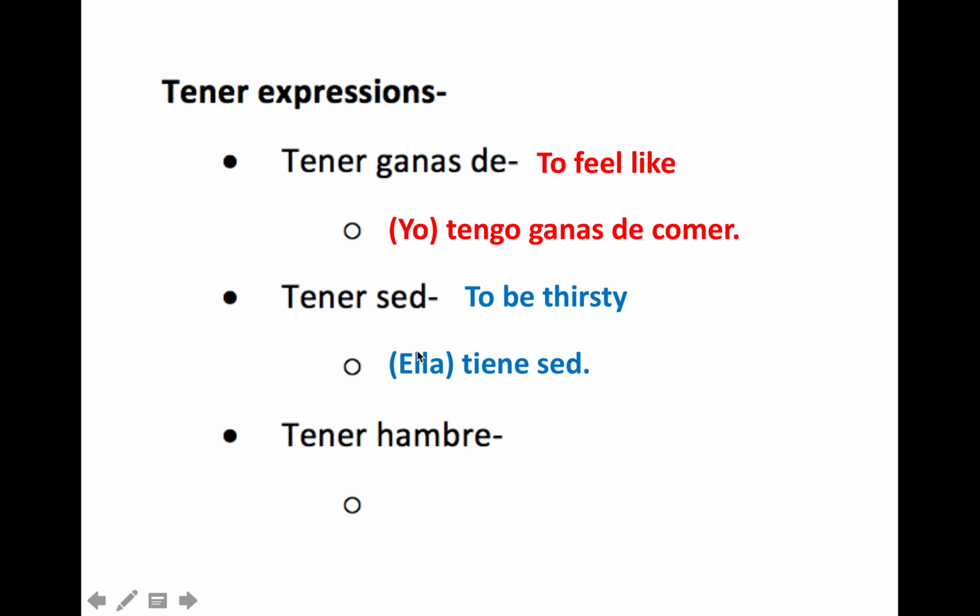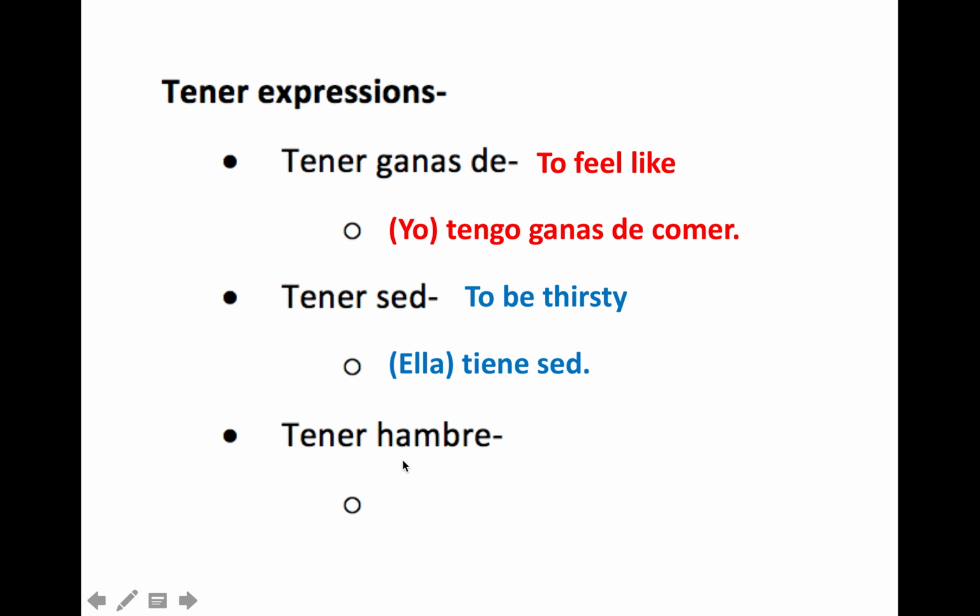If I want to use it, same thing. I'm just going to conjugate a form of tener to whichever person I'm talking about. So in this case, ella tiene sed, she is thirsty. Or literally, this means she has thirst. Because remember, tiene is she has or he has.